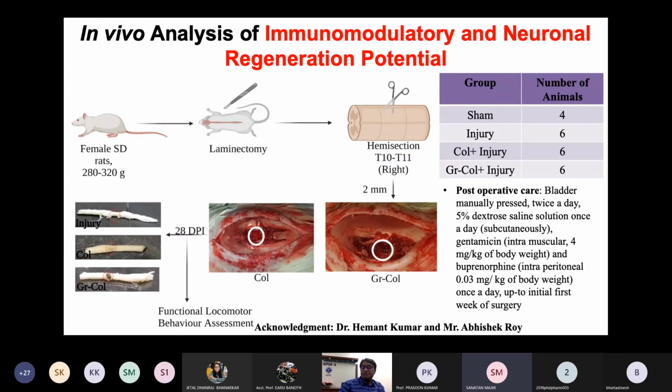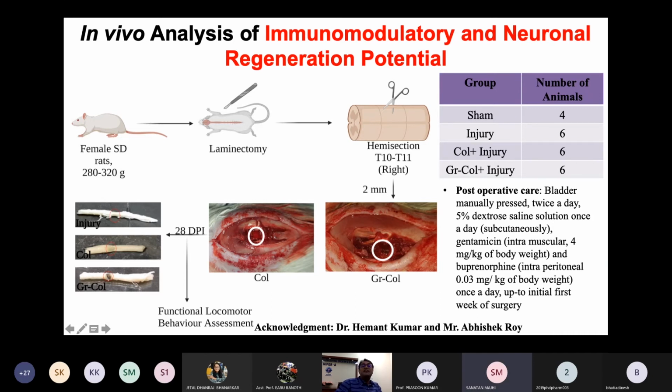With all these studies, we finally decided to do the in vivo analysis to check whether the material alone can do the immunomodulatory function and can help in neuronal regeneration. For that, we selected female SD rats with a weight of around 280 to 320 gram. We did the surgery procedure to make a hemisection model. In the hemisection model, you just cut a piece of it, not the complete section of it.